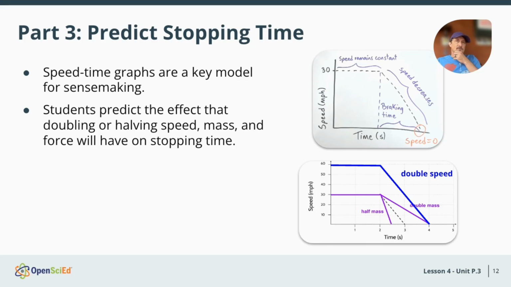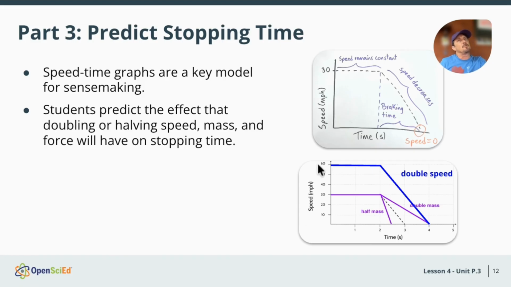So these are some examples of speed time graphs that we look at on day 1. You can see in purple, we're making a prediction of how stopping time would be affected with more or less mass. So we effectively change the slope of the speed time graph, showing that it takes more time or less time to stop if we have more mass that we're trying to stop.